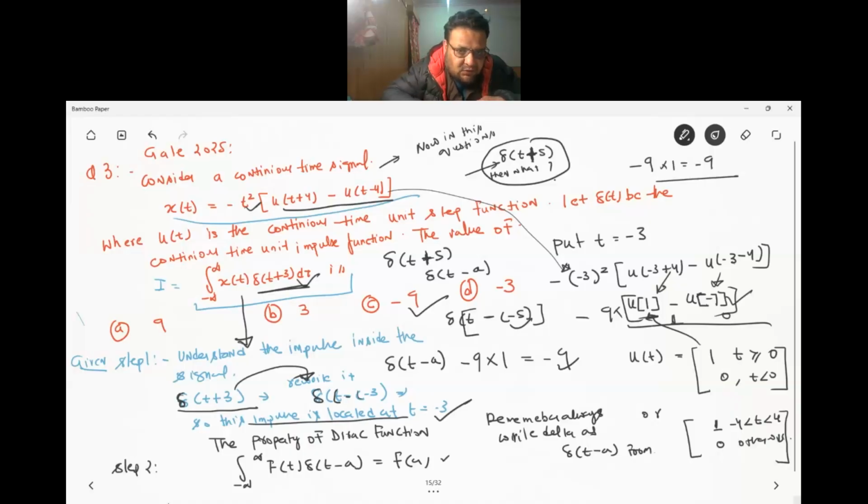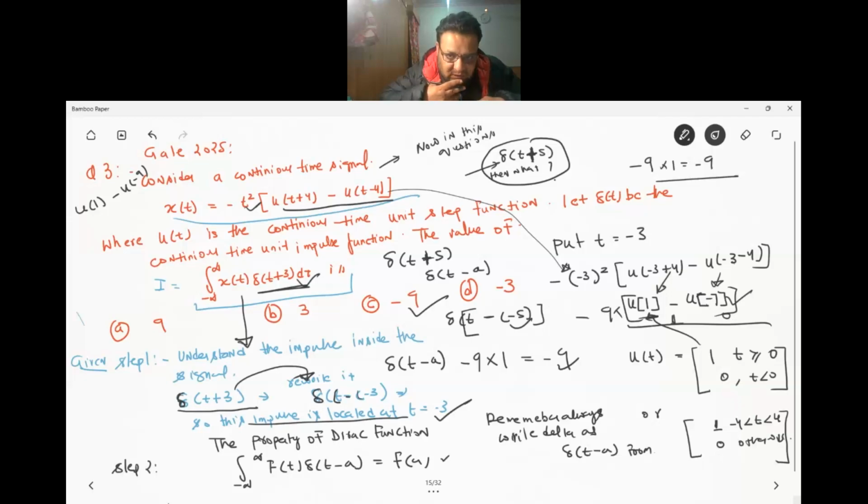Okay, so here the value will become u of 1 minus u of minus 9. Okay, so u of 1 value is equal to again. So the answer would have been equal to minus 25 into 1. Minus 25 would have been the answer.